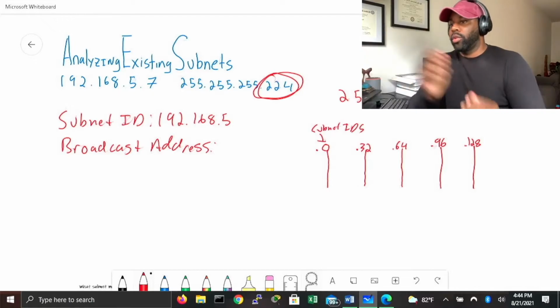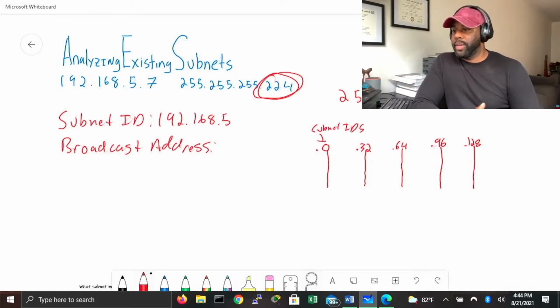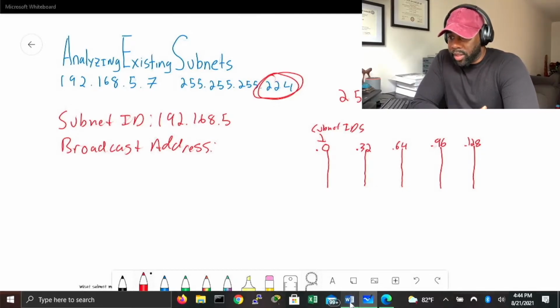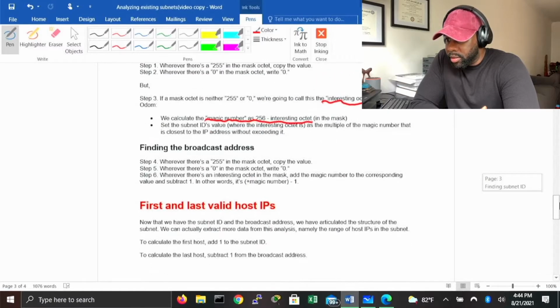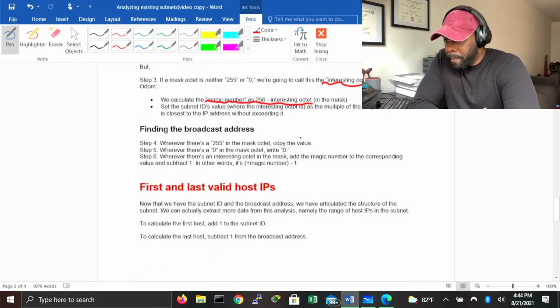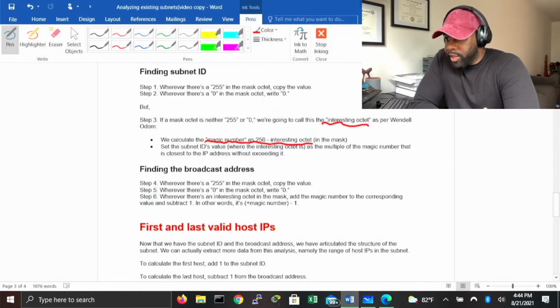So let's move on to the next step so that we don't skip a beat. We calculated the magic number. Let's look at what the next step is, because I'm getting a little sidetracked. If a mask octet is neither 255 nor 0, we call this the interesting octet, as per Wendell Odom. We calculate the magic number as 256 minus the interesting octet, which is what we did. Set the subnet ID value where the interesting octet is as the multiple of the magic number that is closest to the IP address without exceeding it.